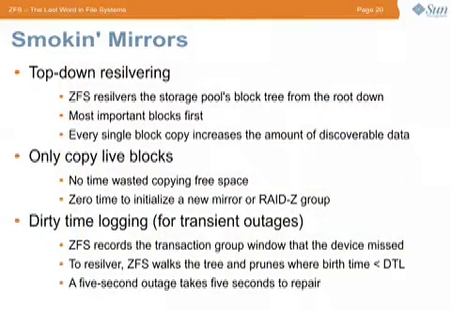So what can we do about all of that badness? Sorry, I couldn't resist the pun. But the smoke and mirrors approach. We do what we call top-down resilvering, which is to say, since we have both file system and volume manager in one universe, we start at the root block of the pool and say, all right, the very first thing we're going to do is resilver that, because that's the most important block there is. Then we're going to go to the ones below that, and then work our way down, such that every time you resilver a block, you're increasing the amount of discoverable data as you go. And you're only going to resilver live data.